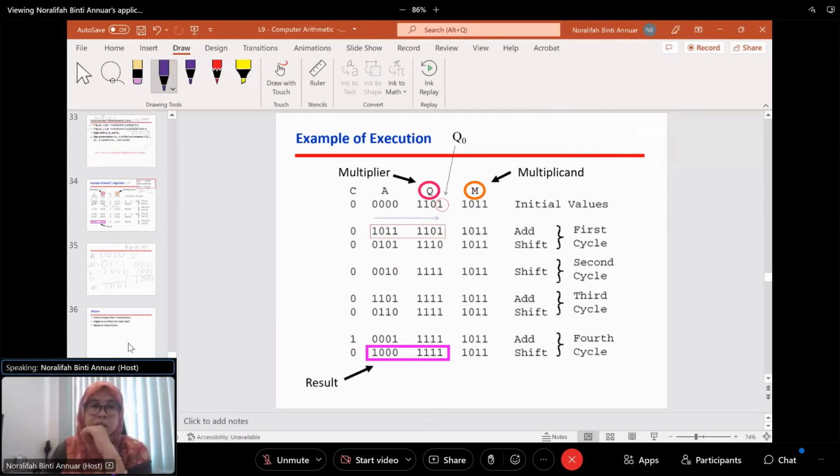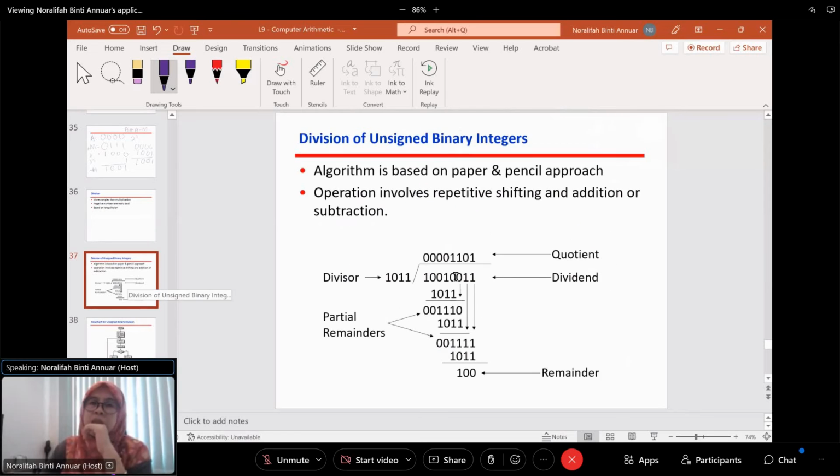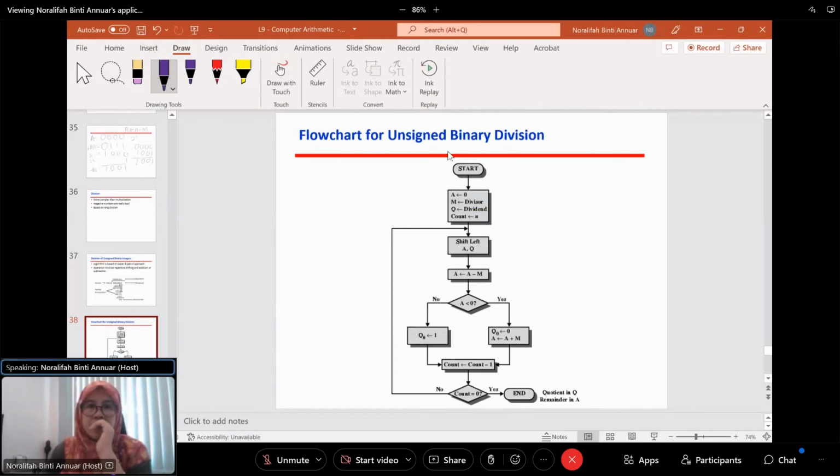Because we want to look at division. It's the same for division, this is how you do it if you use pen and pencil, but how does the computer do it? How does our computer do it? Same, it will look back at the condition. They give the condition. So they're using this unsigned binary division. So here you can see A, M, and Q. So only 3 registers. A, M, and Q. A will be initialized to 0. M is the divisor. Q is the dividend. So count is N. So this is the condition. First, you need to shift to the left.